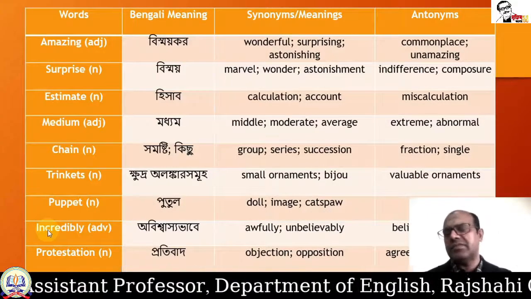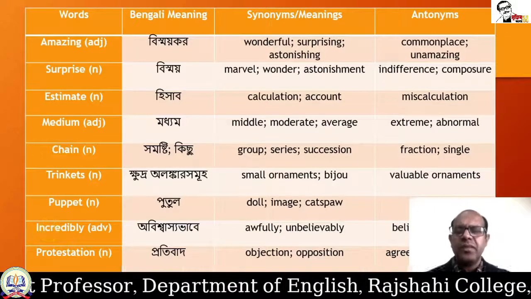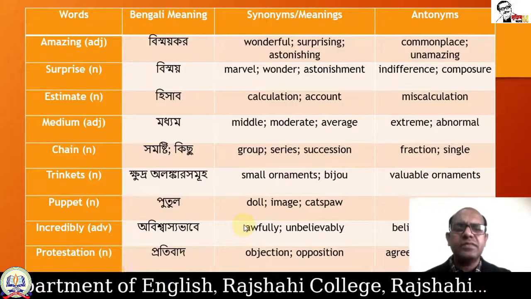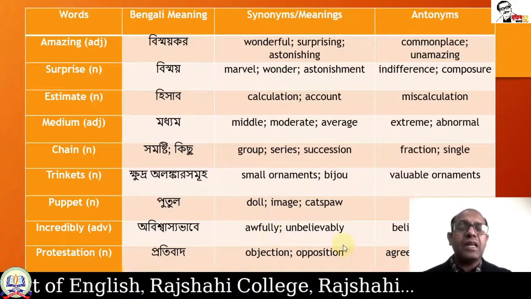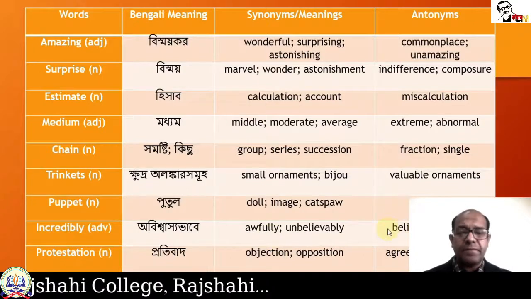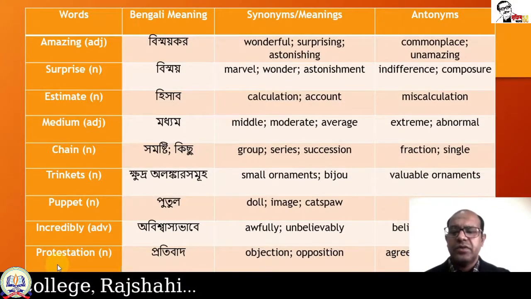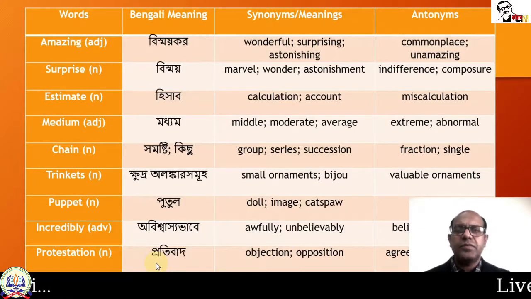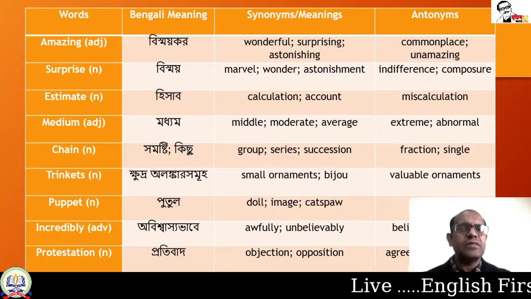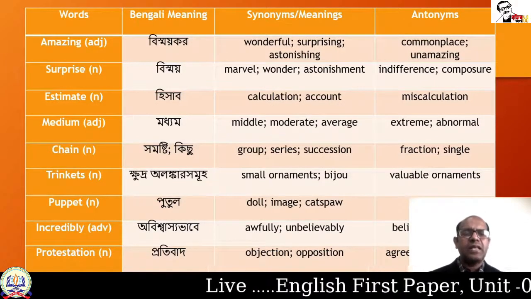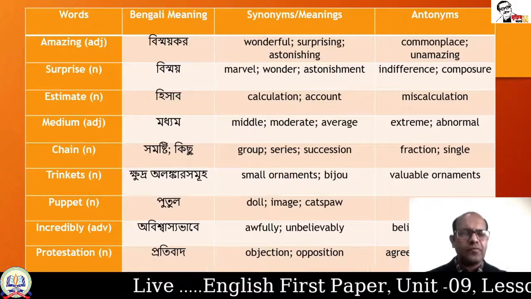Then incredibly. Incredibly is an adverb, and its Bengali meaning is abhishashya bhabe, and its synonyms are awfully, unbelievably, etc., and its antonyms are believably or usually. Then protestation. Protestation is a noun. Its Bengali meaning is pratibad, and its synonyms are objection, opposition, and its antonyms are agreement, sanction, or approval.